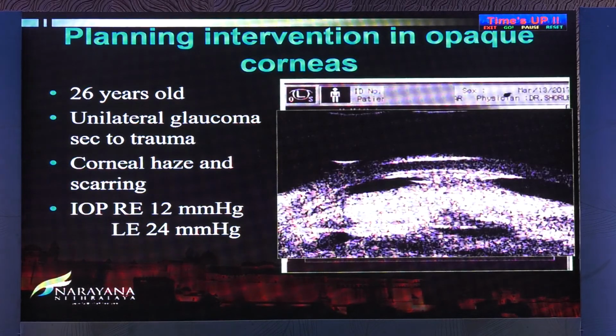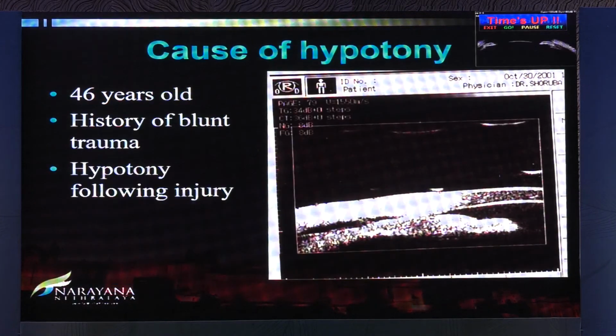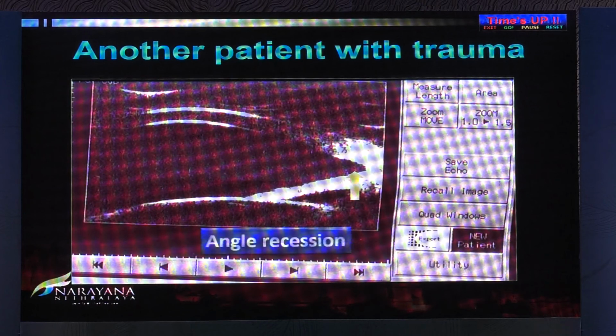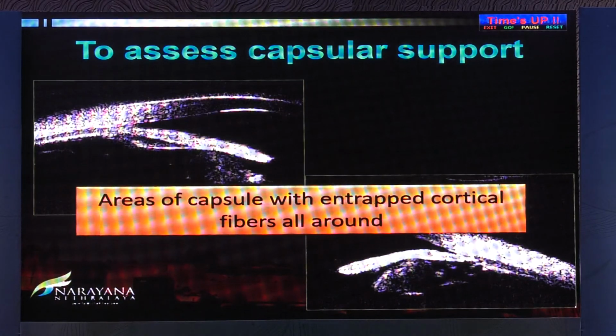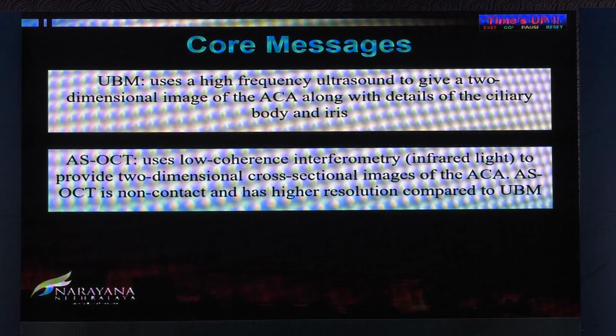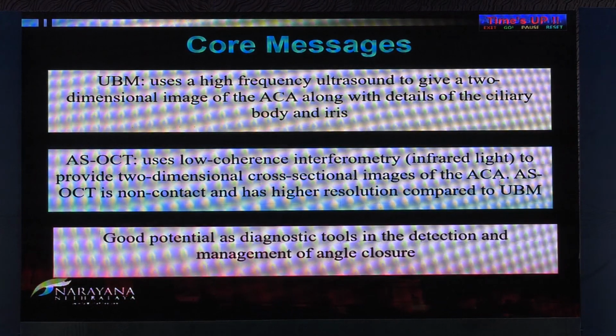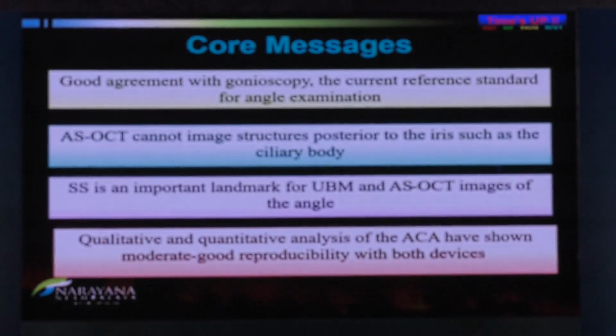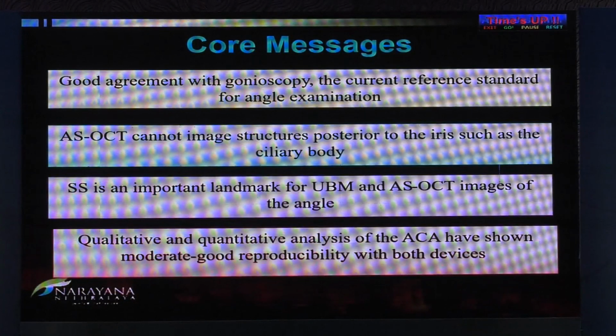Sushma, could you? Yeah, so I think these are the things that I would want to highlight: causes of hypotony, disorganized anterior chambers, trauma situations where you can see the recession very clearly, and lesions behind the iris like cysts and tumors that can be picked up by anterior segment UBM and anterior segment OCT, and give us a better management plan. So there are good diagnostic tools in certain situations, and definitely the technology is evolving, and we are getting more and more objective in these qualitative and quantitative analyses.